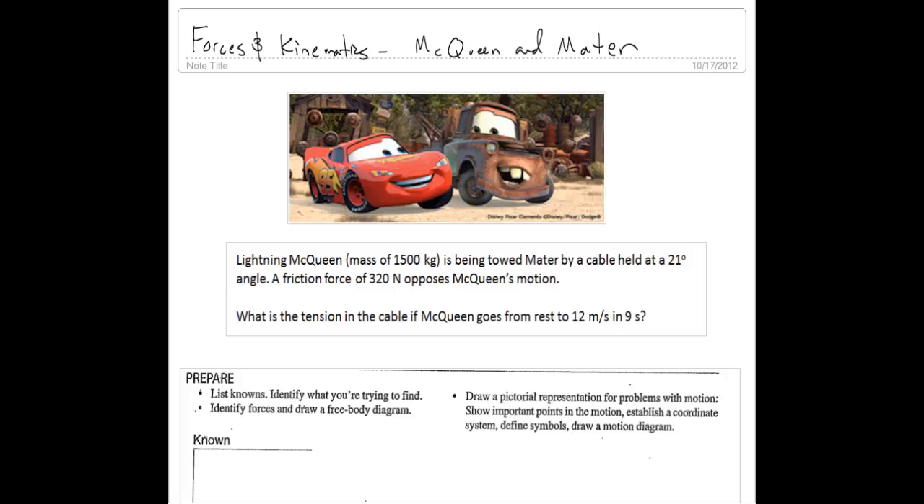My son really likes Lightning McQueen and Mater, and so I thought I'd do a problem on that because that would make him really happy.